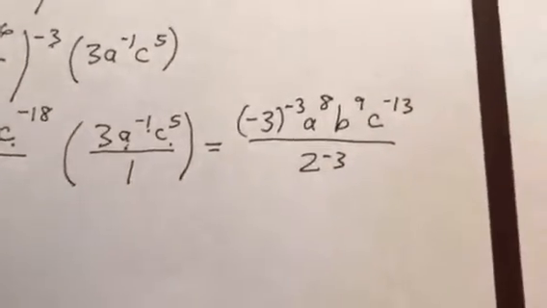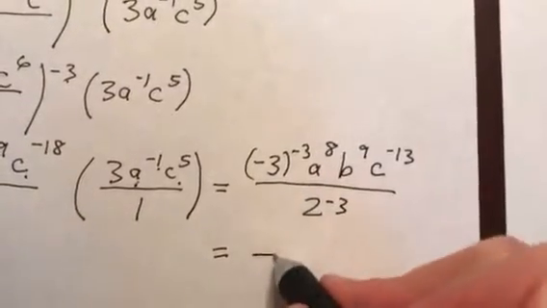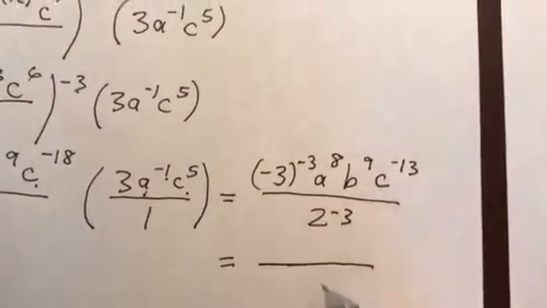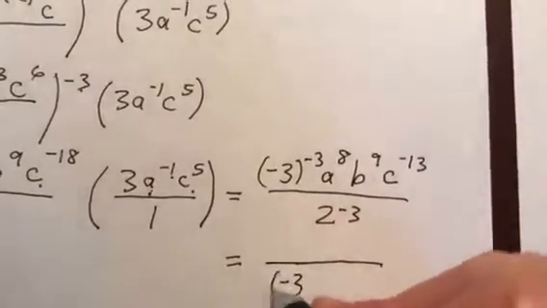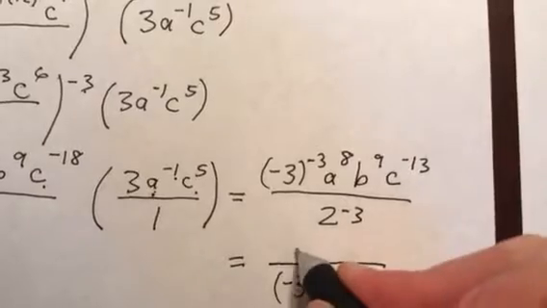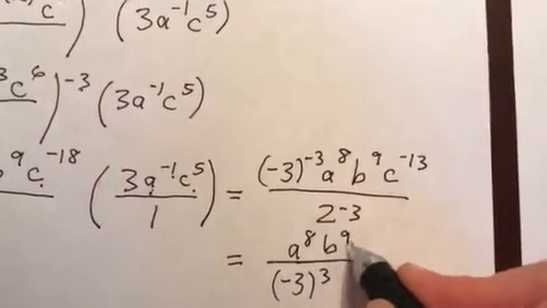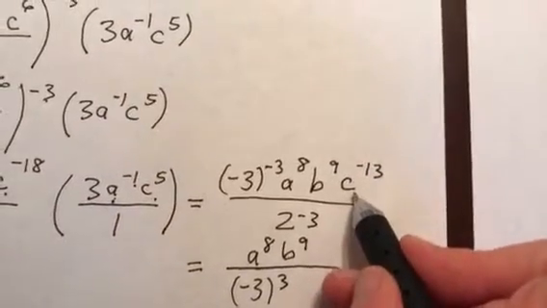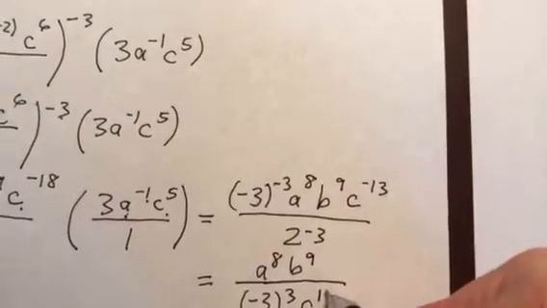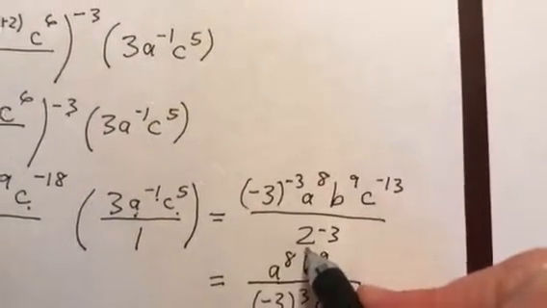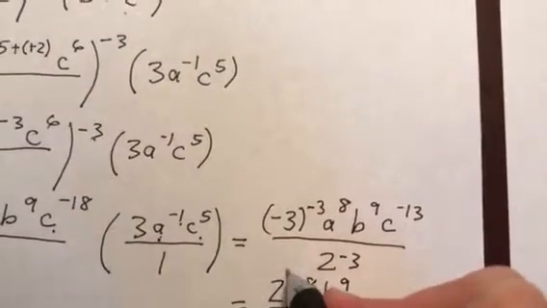So now, any negative exponents I see, I want to move to the denominator to make them positive, and vice versa. So this becomes negative 3 to the positive 3 in the denominator. a to the 8th stays put. b to the 9th stays put. This c to the negative 13 moves to the denominator to become c to the positive 13. And in the denominator I have 2 to the negative 3. That will move up to the top. So 2 to the positive 3.